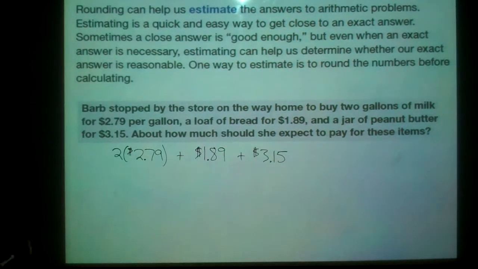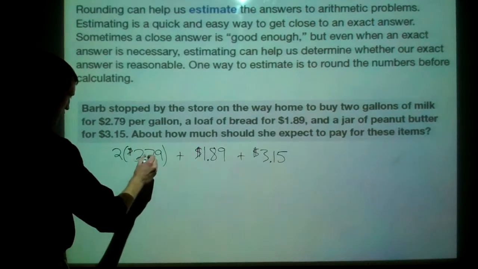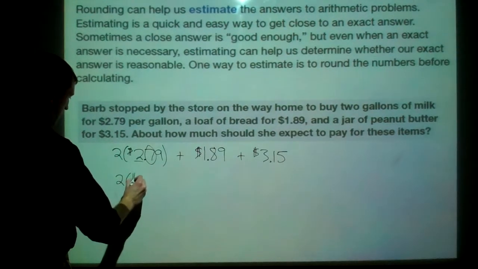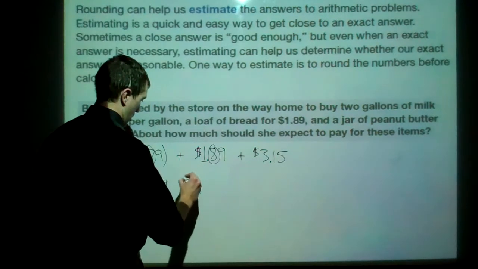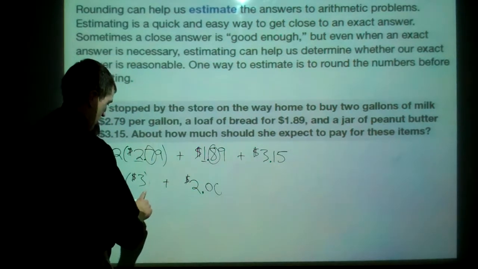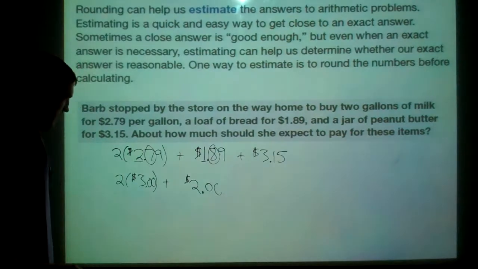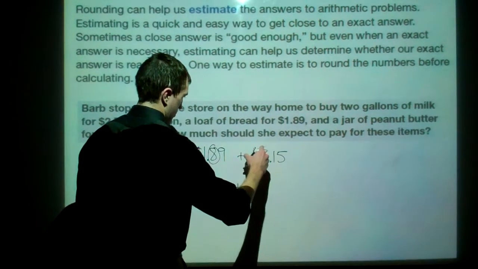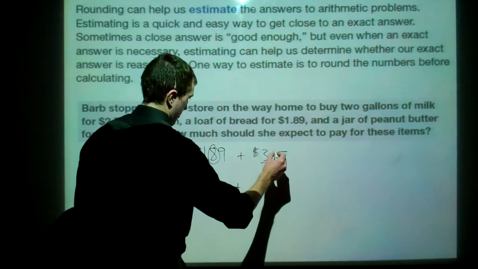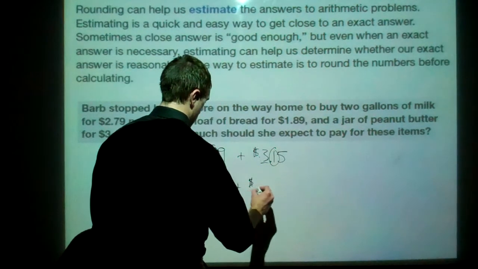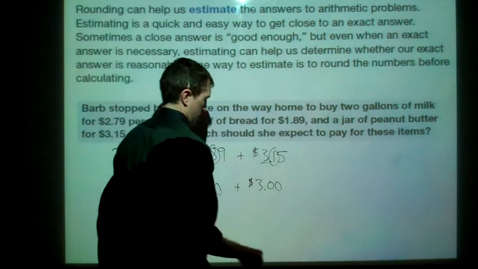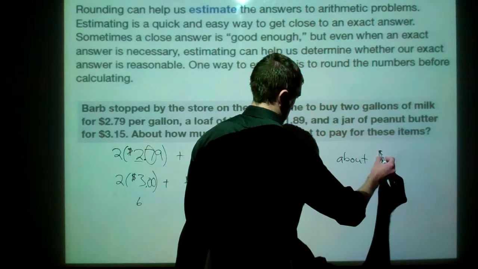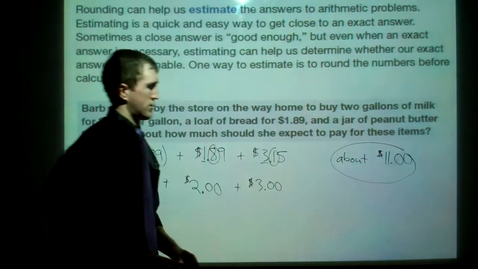Adding all that in our heads would not be the easiest thing to do, so we could round. We want to round to the nearest dollar. So here we underline the 2 and look at the 7. That's going to round up to $3. So really we've got 2 times 3 plus, that's greater than 5, so that would round up to $2. Then I want to underline this one. 1 is less than 5, so it rounds down. Alright, so now we have 2 times 3, which is 6, plus 2 is 8, plus 3 is 11. So about $11.